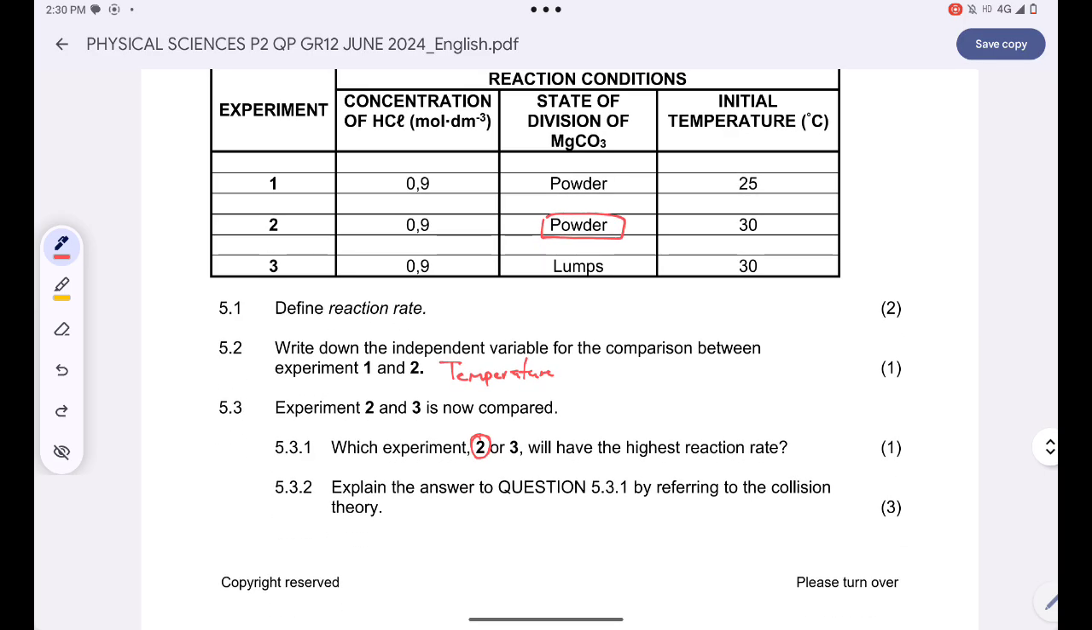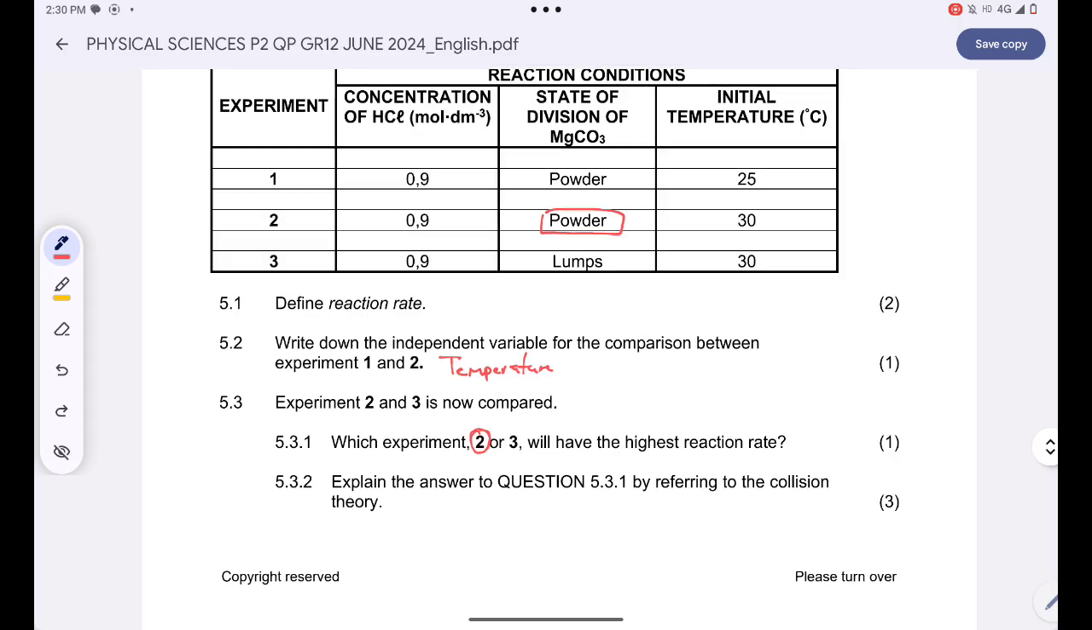Whenever we increase the state of division of our magnesium carbonate, more molecules will be exposed, and hence they will collide in a correctly orientated manner, and hence we will have more effective collisions per second, and that's why experiment 2 will have a higher reaction rate compared to experiment 3.